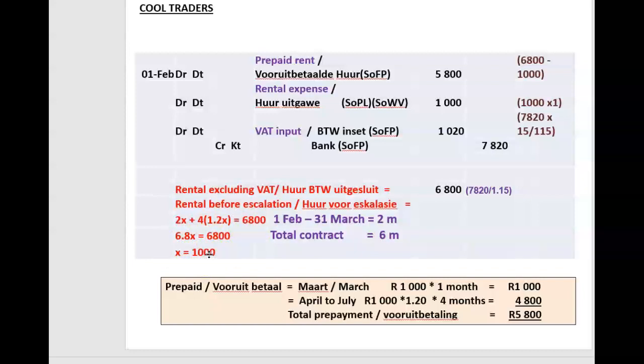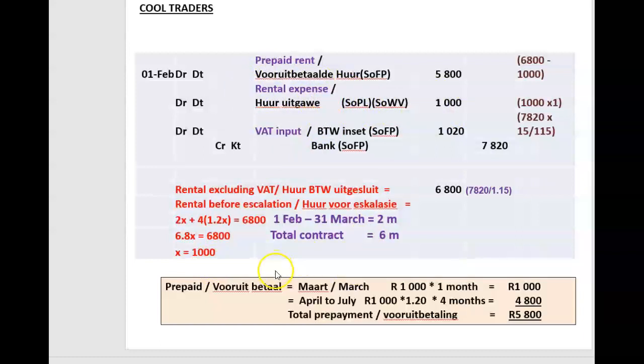1,000 rand then is our rental for when? For February and March. February is the current month, so that is the month I'm going to expense. So I'm going to debit my rental expense, statement of profit or loss, remember the statement indication, 1,000 rand.